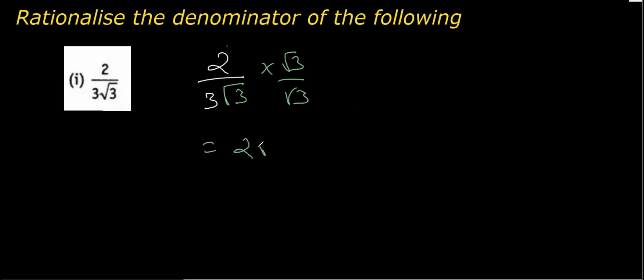So it's going to give you 2 root 3 divided by 3 into root 3. And as you know, root 3 into root 3 is 3, so we'll be writing 3 here. So that comes out to be 2 root 3 over 9 after rationalizing the denominator.